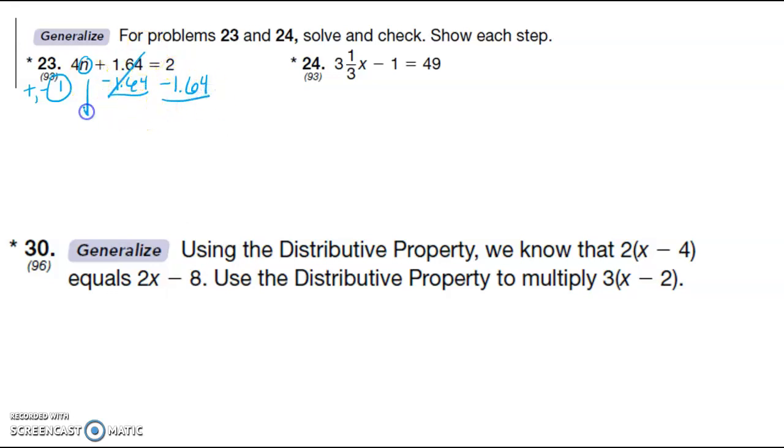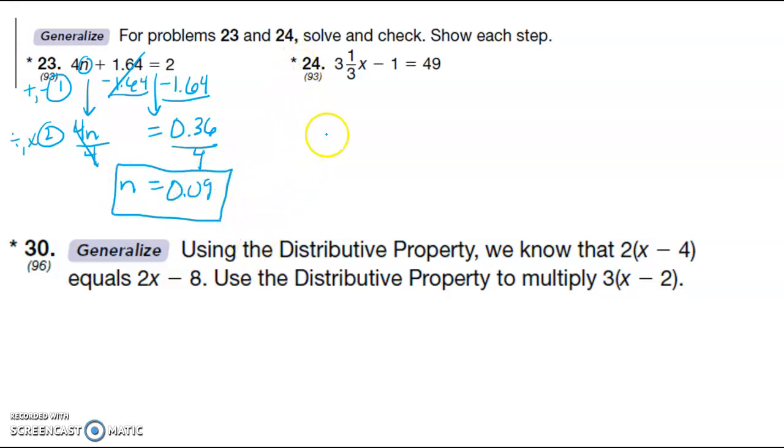Okay, so this goes away. My 4n comes down. My equals comes down. 2 minus 1.64 is 0.36. And then the second thing I do is either divide or multiply. Here I'm going to divide to get rid of the 4. I'm trying to get n by itself. 0.36 divided by 4 is 0.09.